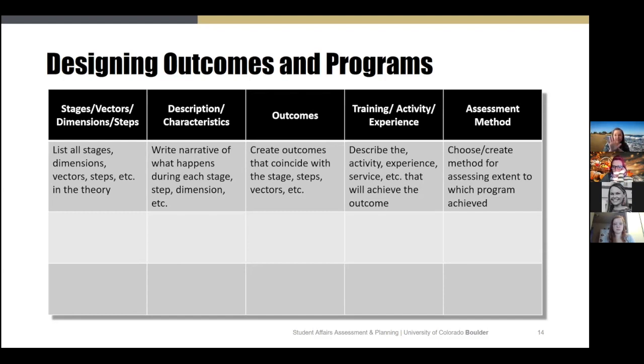We're going to write down 5 things. We're going to choose our theory. And in that first column, we're going to make a list of all of the stages, vectors, dimensions, types, steps, whatever is included in that theory.